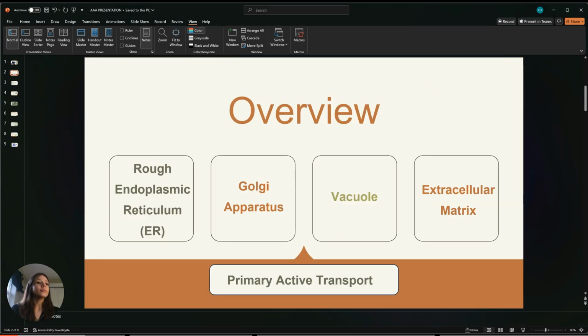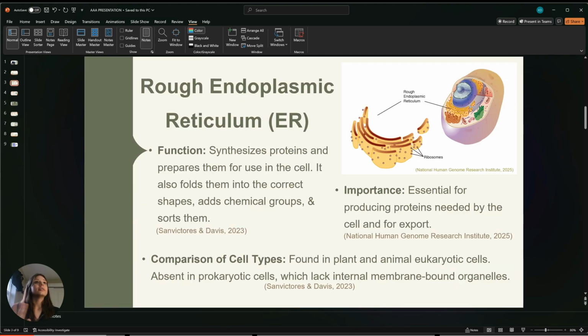So, overview. Specifically, we're going to be talking about the rough endoplasmic reticulum, the ER, the Golgi apparatus, vacuoles, extracellular matrix, and the special type of transport, primary active transport. Starting off, the rough endoplasmic reticulum. The function of the rough endoplasmic reticulum helps make proteins and prepares them for use in the cell.